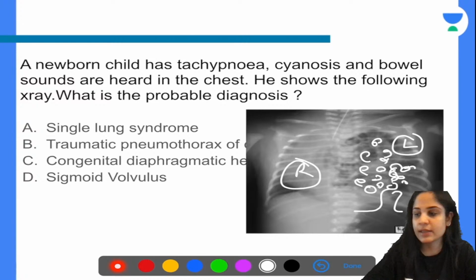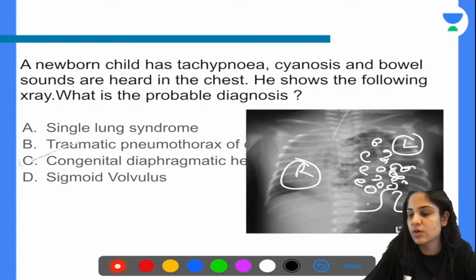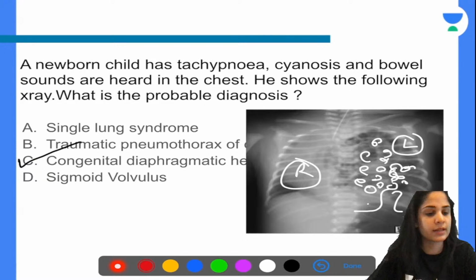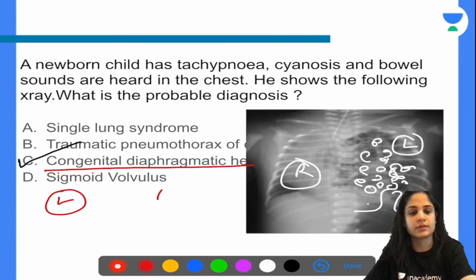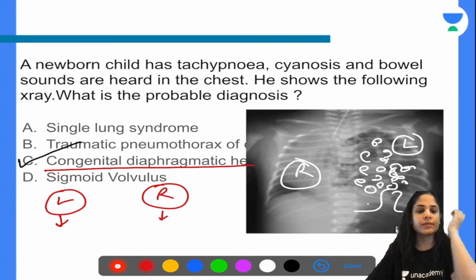Now, the question that I have for you guys is, congenital diaphragmatic hernia is common on which side? Is it common on the left side or is it common on the right side? What is the name of the congenital diaphragmatic hernia that occurs on the left side, and what is the name of the congenital diaphragmatic hernia that occurs on the right side? So I want you guys to answer this for me, both of this.